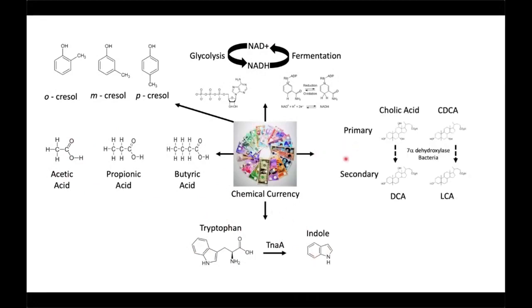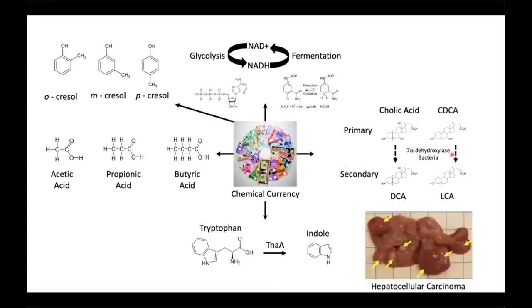Perhaps one of the most important ones to today's talk, the generation of secondary bile acids from primary bile acids through the activity of 7-alpha dehydroxylase. And the reason why I bring up just some of these is because we know in the case of some of these bile acids like DCA and LCA, they may be associated with the development of hepatocellular carcinoma, in this case shown here in a mouse liver, but this has also now been associated with the human hepatocellular carcinoma as well.